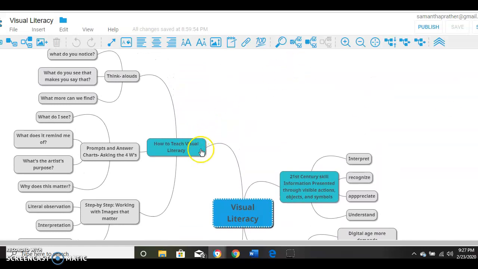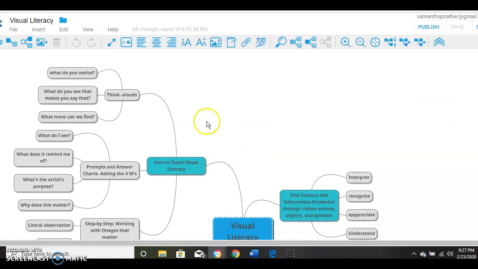So, how do we teach visual literacy? There's many different ways. One of the ways I was going to talk about is through Think Alouds. You can start with modeling a read aloud and then read aloud with the text, and then pause and ask your questions, such as, I wonder, what do you notice? What do you see that makes you say that?